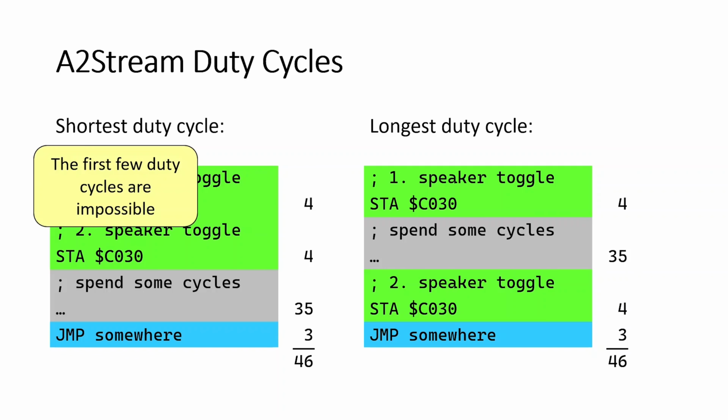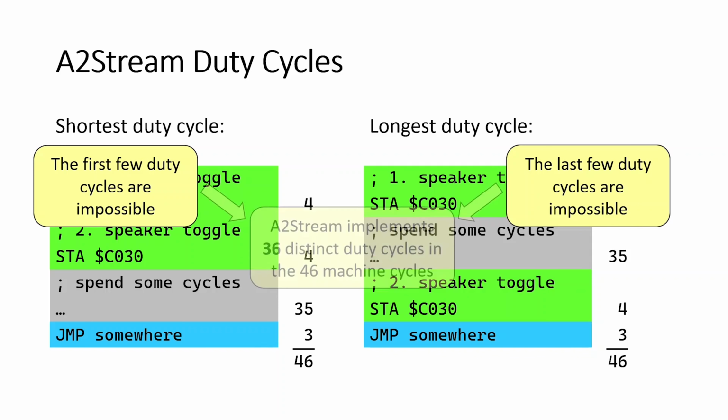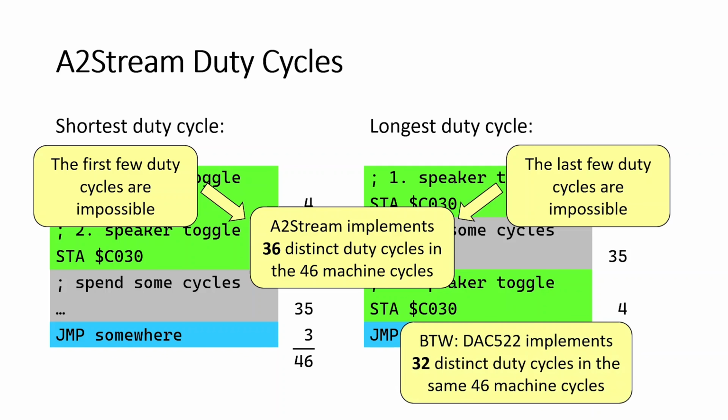But if you look closely, you can see that these are the two edge cases. The first few duty cycles you could imagine are just not possible with that CPU. The same goes for the last few duty cycles, because you have these additional operations and the additional jump. So A2Stream implements, after all, 36 distinct duty cycles in these 46 machine cycles. By the way, DAC 5-2 implements only 32 distinct duty cycles in the same 46 machine cycles.